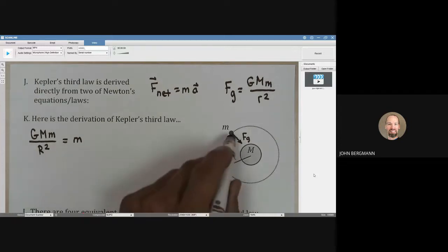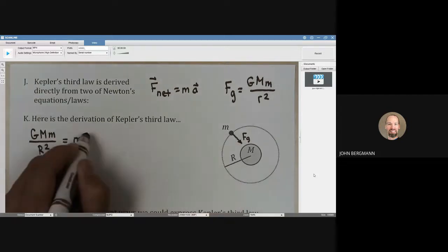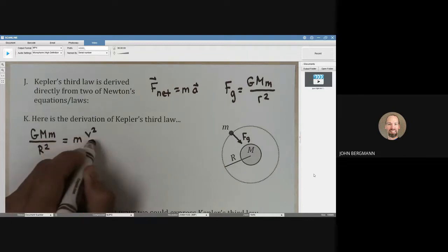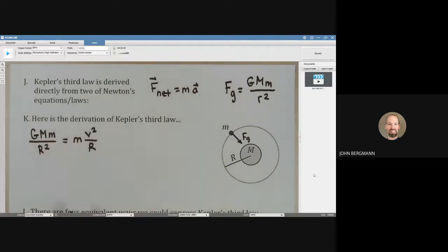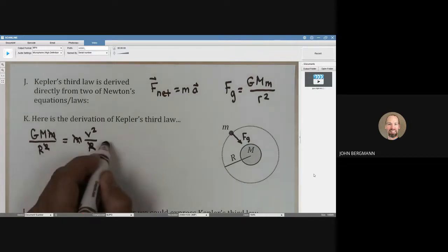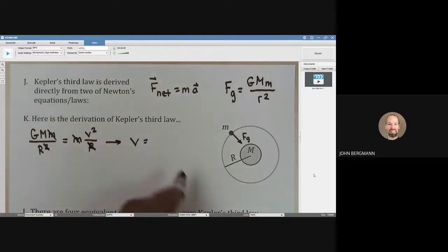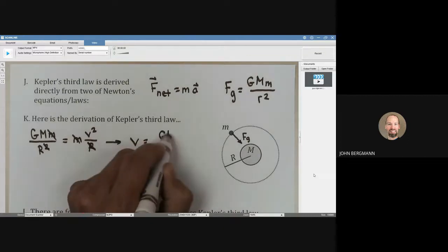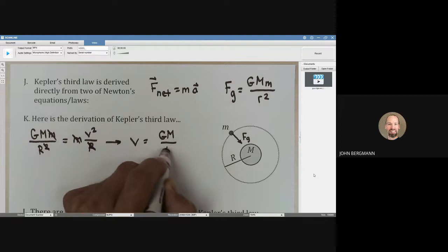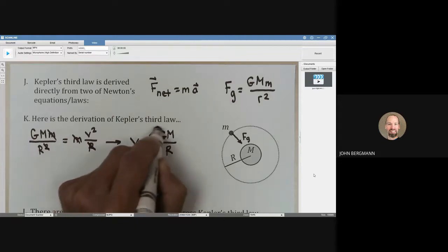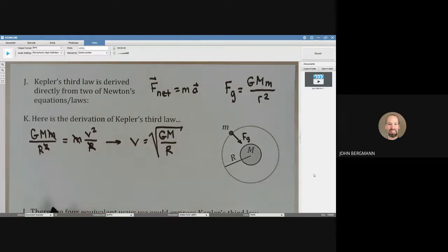Well, this is a centripetal acceleration, which we've said many times, centripetal acceleration is v squared over r. The m's cancel. One of those r's on the left gets canceled, and that means that the orbital speed that we have to have here is the square root of big G big M divided by the orbital radius. We showed that just a little bit ago.